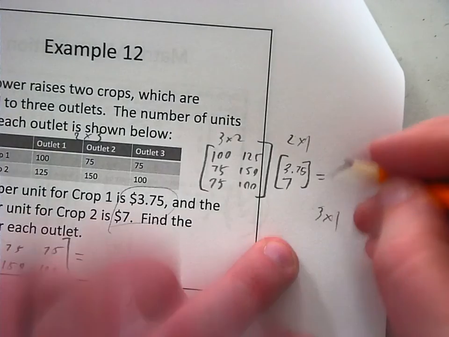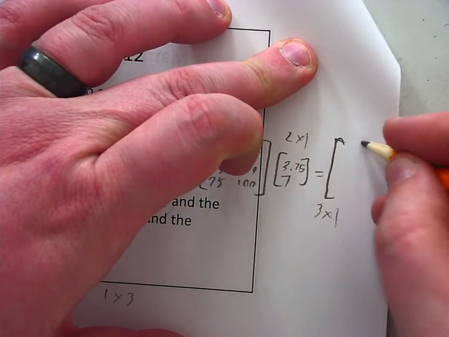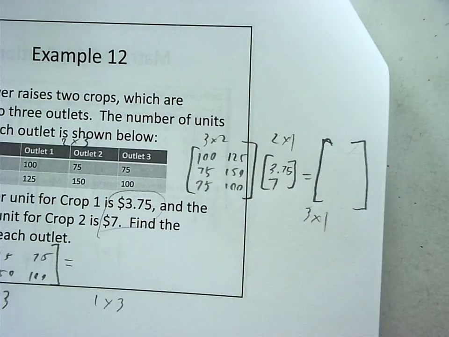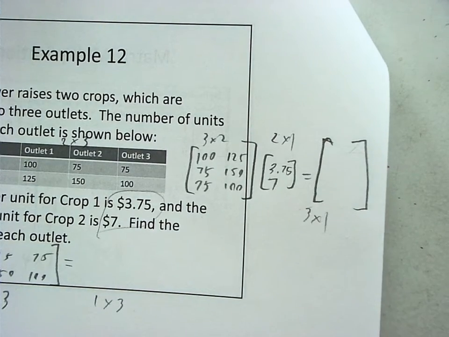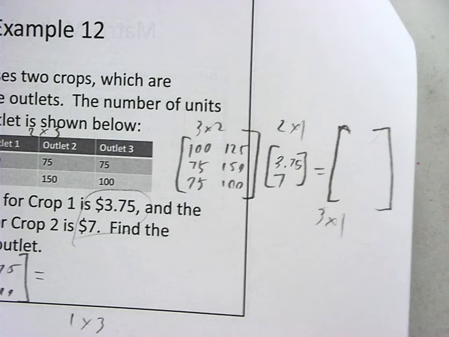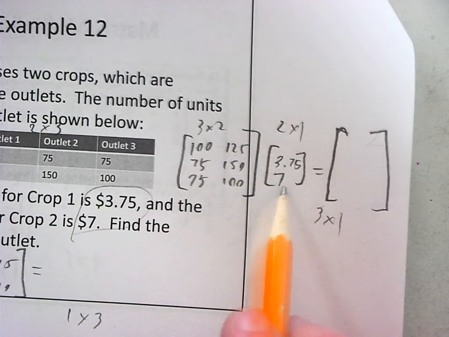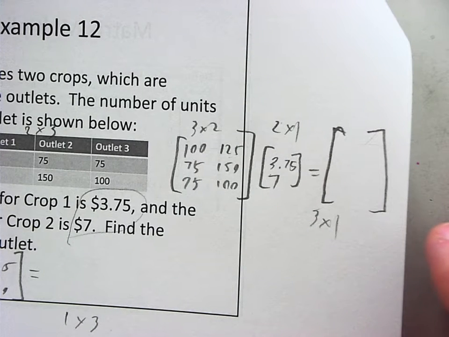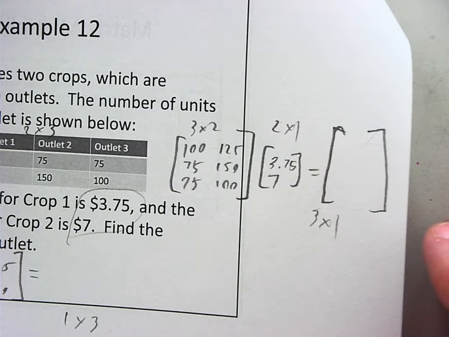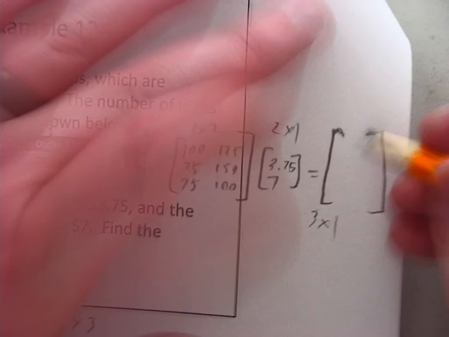Because when I do this, go ahead and punch these into the calculator. Not as matrices, because that would take quite a while. But what would you multiply by to get this top number? 3.75 times 100 plus 7 times 125. Yeah. First times first plus second times second. What do you get? $375 plus $875 is $1,250. Not bad on that one.